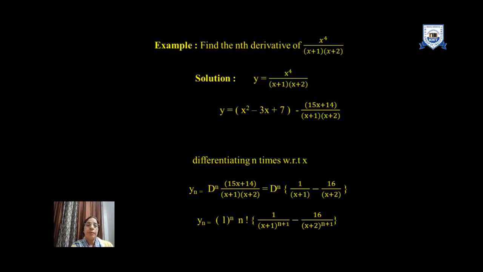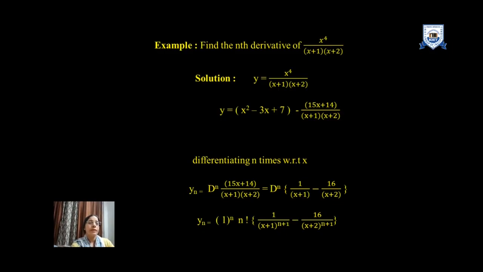Now we take some examples. You will feel more comfortable. Let y equals x to the power 4 divided by x plus 1 into x plus 2. Here you can see clearly, first of all, this is an improper fraction because the numerator has more power than the denominator. In the numerator we have a biquadratic expression and in the denominator we have a quadratic expression.